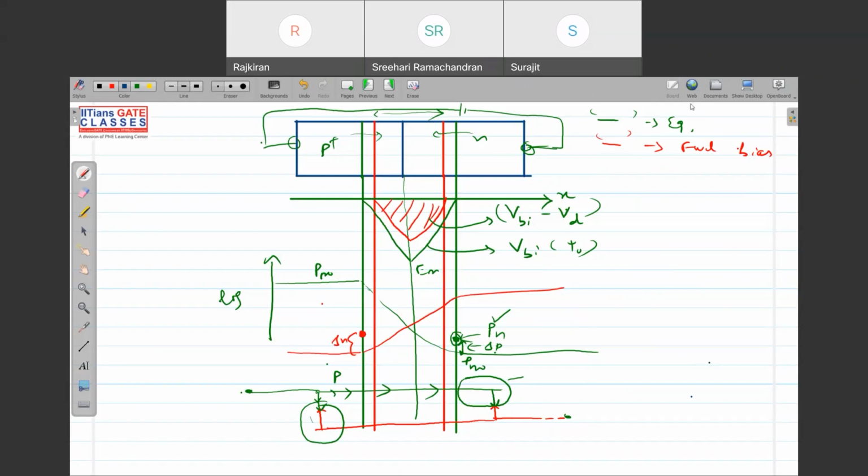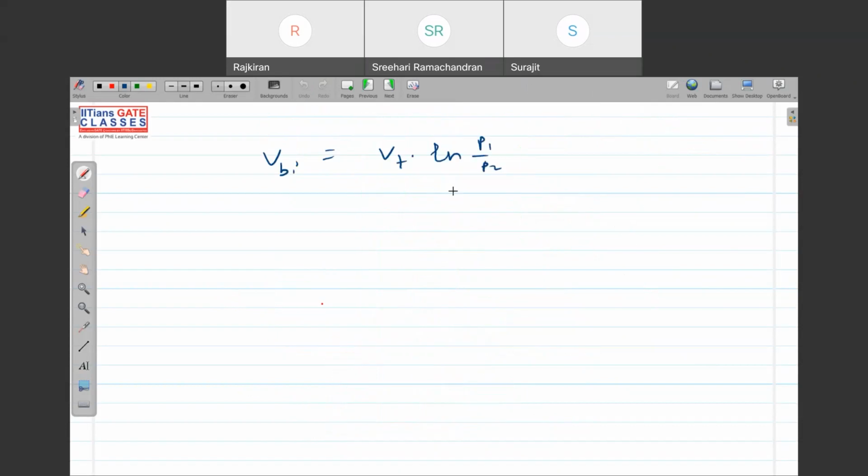Siri, are you audible? Yes, sir. Okay, so what are you telling, right? The built-in potential: Vbi equal to Vt ln P1 by P2. What is P1? P1 is the concentration of holes in the p side, which is Pp0. And P2 is nothing but the concentration of holes in the n side, Pn0.